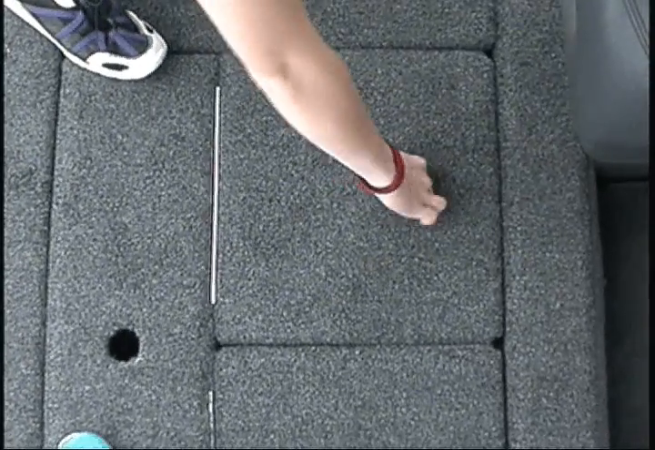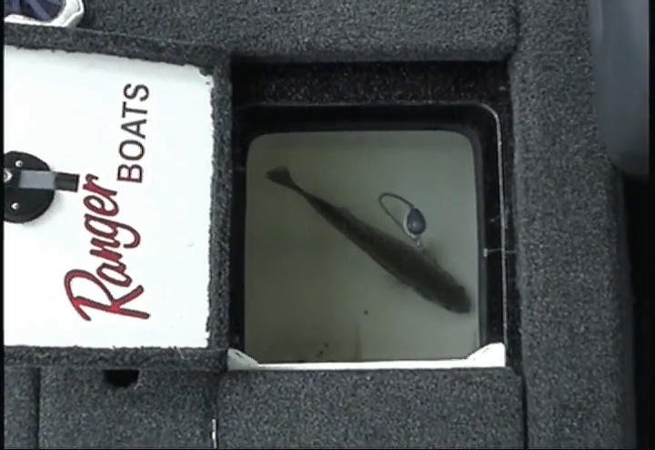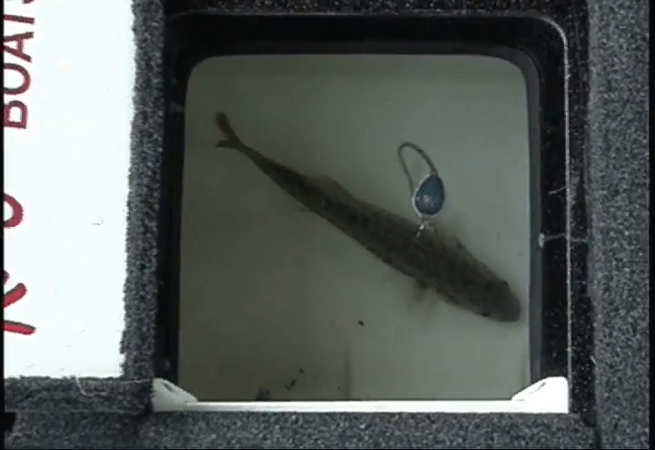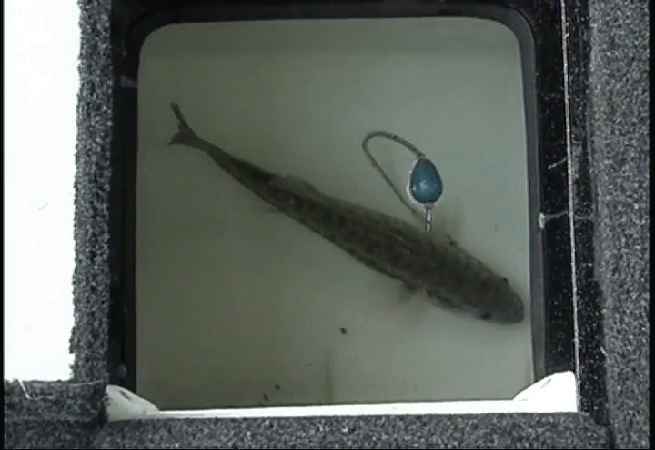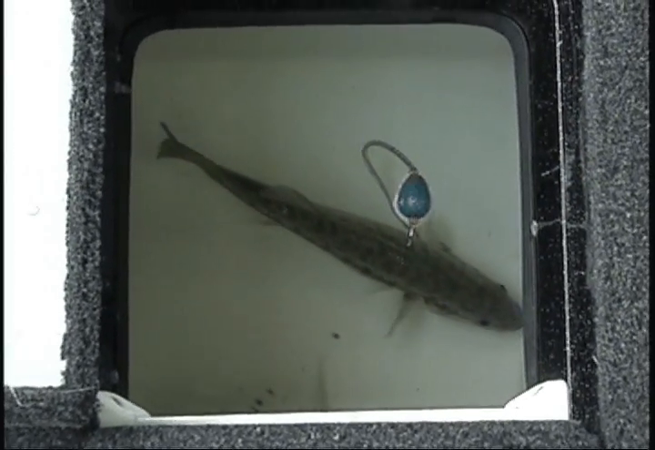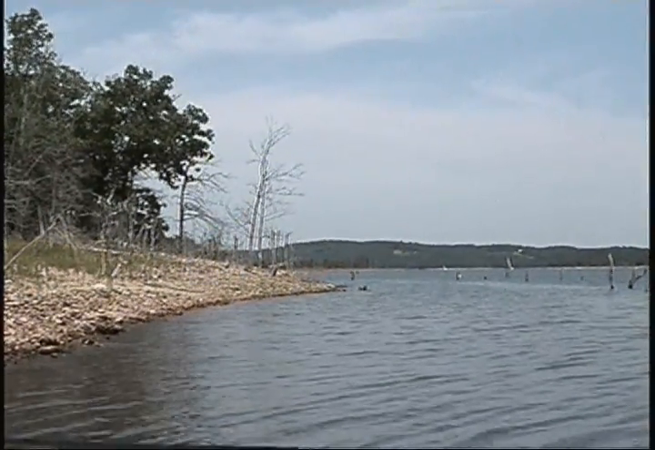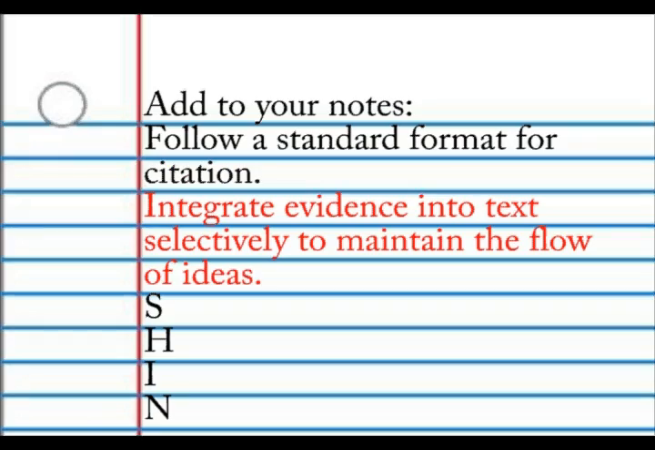Bass tournament anglers are unusual in that they promote conservation of natural resources. In fact, they have special storage on their boats called live wells that keep fish in aerated lake water to keep them alive and as healthy as possible. Once the tournament is over, the fish are thrown back into the lake to reintegrate or mix them back into the lake's ecosystem. The letter I stands for Integrate evidence into text selectively to maintain the flow of ideas.